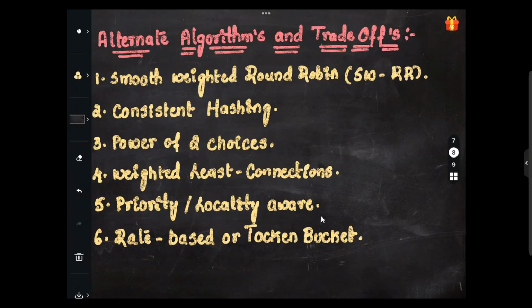Let's finally move on to the alternate algorithms and trade-offs, the trade-off summary. This is related to future discussions. The first one is smooth weighted round robin, SWRR. These are the alternative algorithms we are considering: instead of plain round robin, weighted round robin or least connections, we can just go with smooth weighted round robin here.